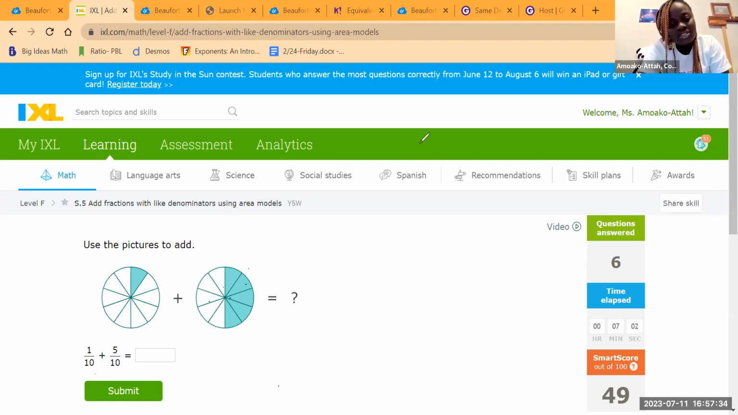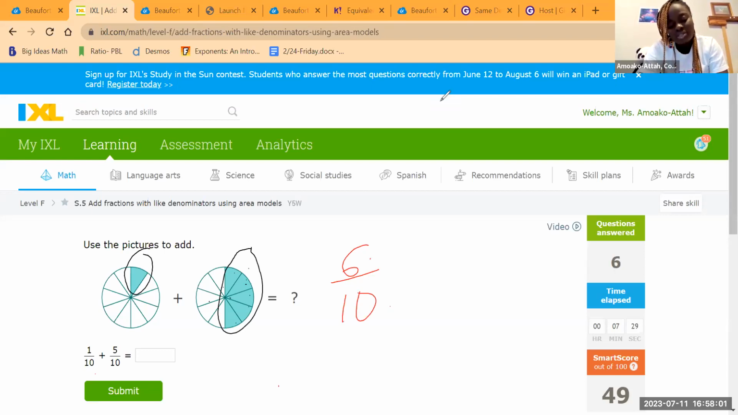1 shaded portion over here plus how many over here? 1, 2, 3, 4, 5. 5 over here. So when I put the 2 together, you're getting 6 out of how many divisions do we have in each? So just pick one of the models and you count. And I think you're getting 10 divisions. So 6 out of 10.